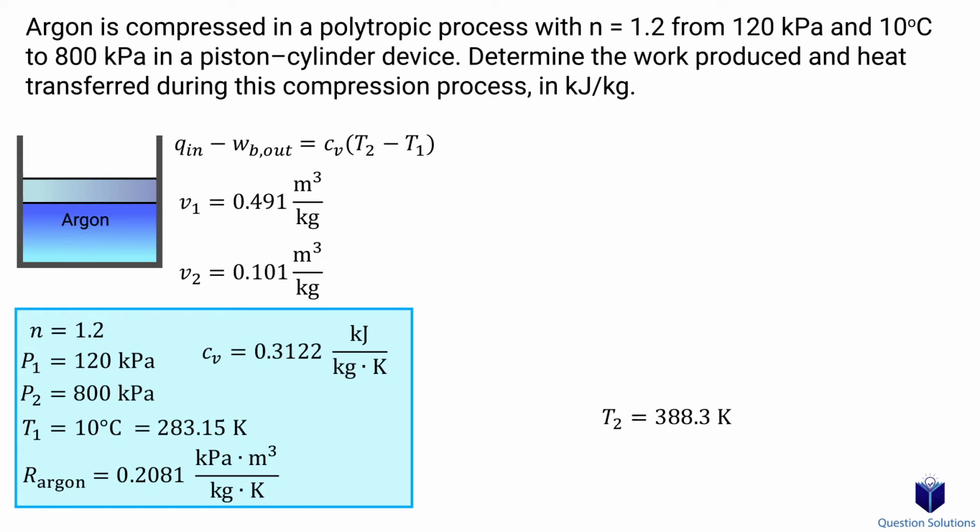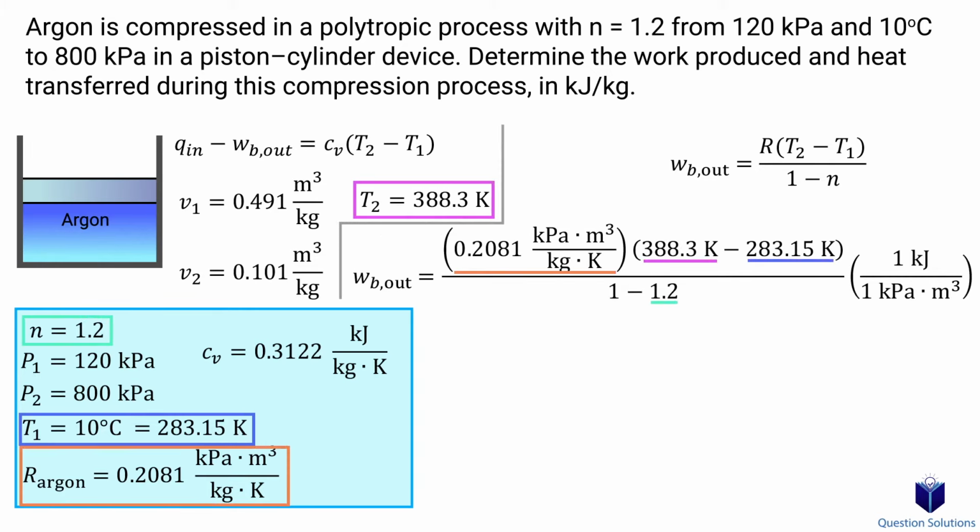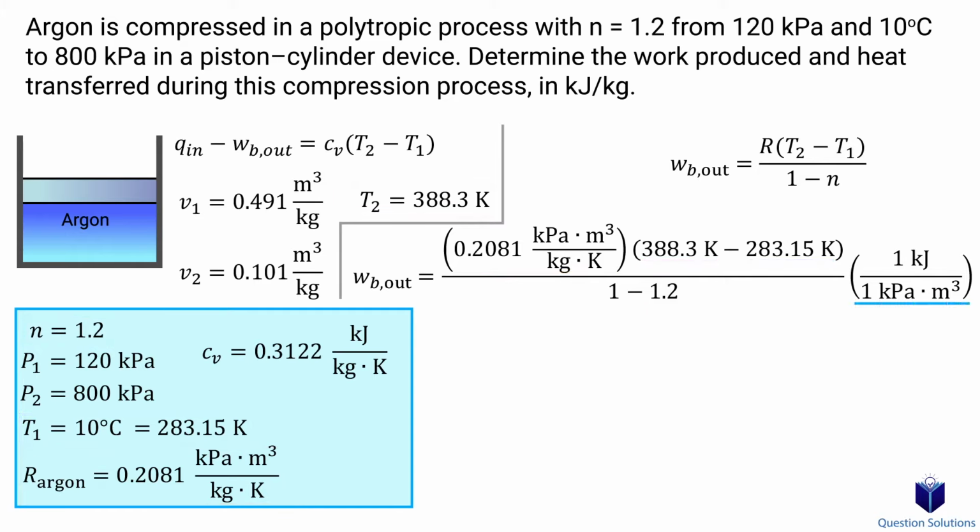Now we're going to figure out the boundary work. For that, we can use the equation to find boundary work when it comes to a polytropic process and an ideal gas. Note that the question wants us to figure out the work produced in kilojoules per kilogram, which is per unit mass. So we're using the specific volume form, meaning mass isn't required. Let's plug in our values. Since we want our answer in kilojoules per kilogram, we need a unity conversion ratio as well. We get a negative answer, which means that this is actually work input. In other words, we need to input work to compress the gas.